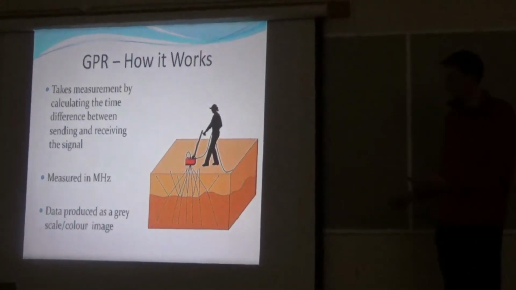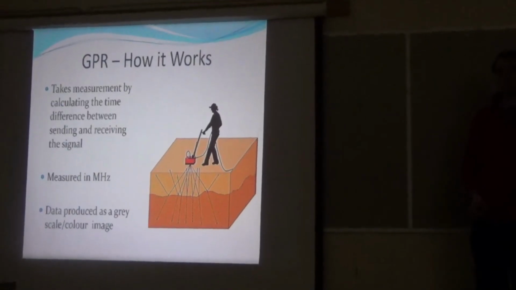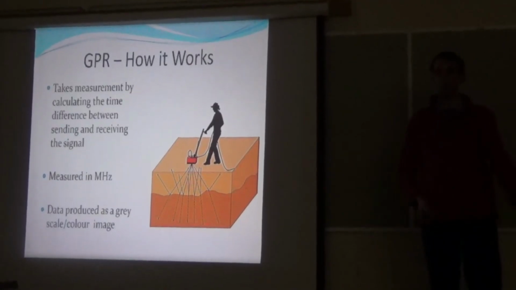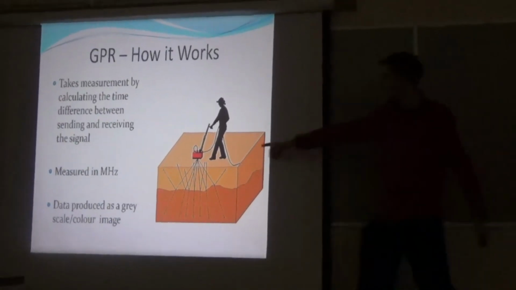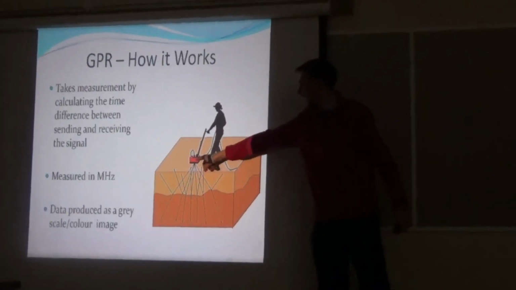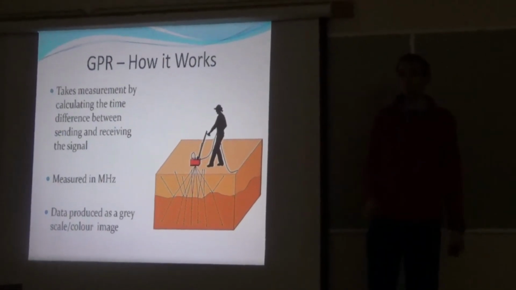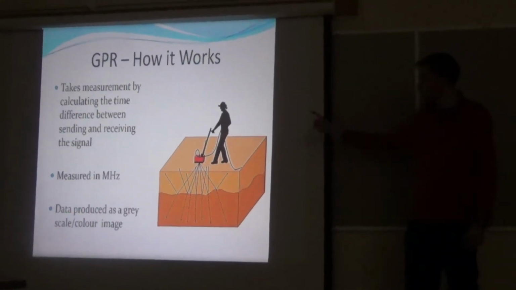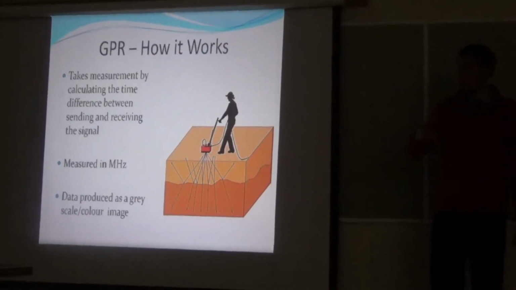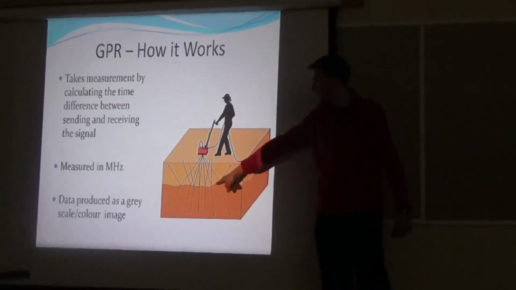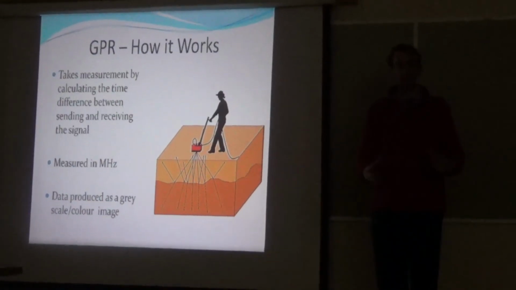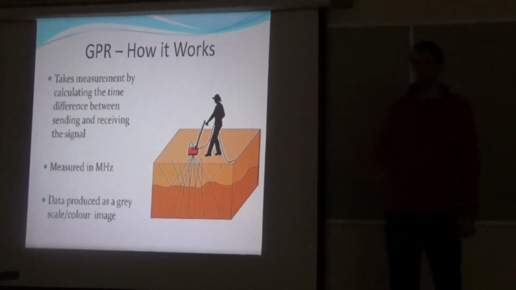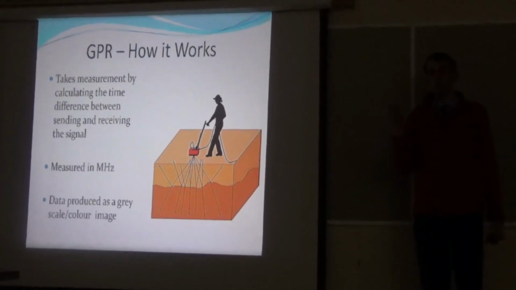So how does it work? It basically works the same as airborne radar, but we're not looking for planes in the sky, we're looking for what's buried under the ground. So we have a sensor which has a transmitter and receiver, the same as airborne radar, and we're sending a radio signal into the ground. It bounces off the underlying sediments, the underlying material, reflects back up and gets received by the receiver.